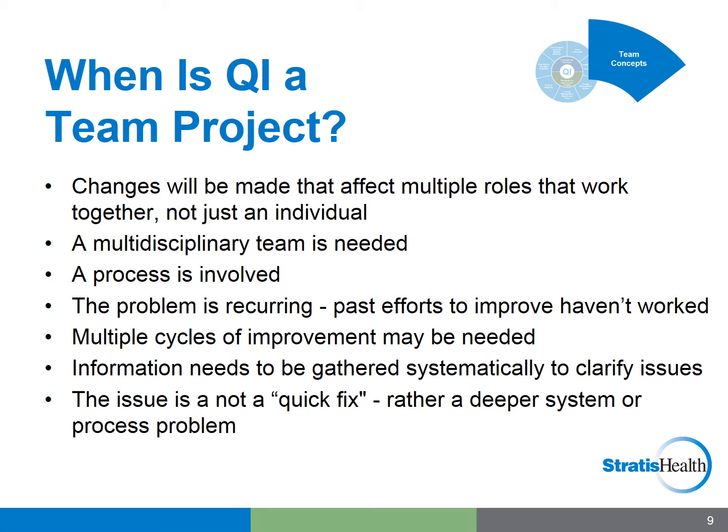The problem is recurring. Past efforts to improve haven't worked. Maybe you have already tried the just fix it approach. Multiple cycles of improvement may be needed. Information needs to be gathered systematically to clarify issues. The issue is not a quick fix, rather a deeper system or process problem.